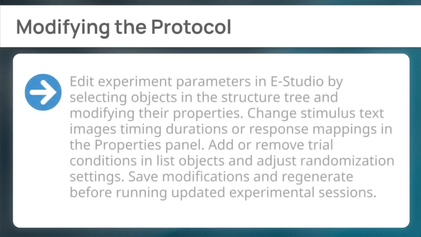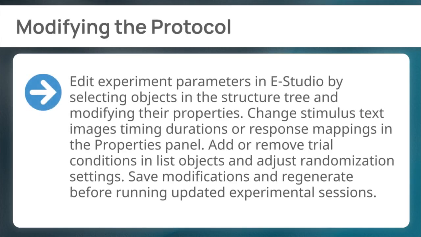Finally, modifying the protocol. Edit experiment parameters in eStudio by selecting objects in the structure tree and modifying their properties. Change stimulus text, images, timing durations, or response mappings in the Properties panel. Add or remove trial conditions in list objects and adjust randomization settings. Save modifications and regenerate before running updated experimental sessions.